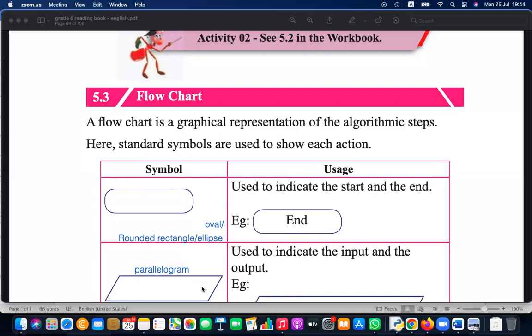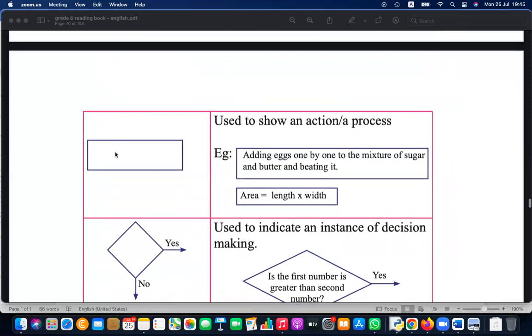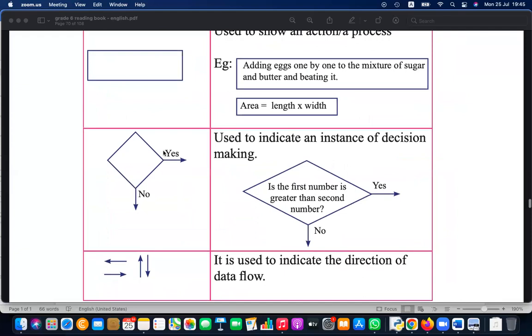Then tell me, what is the shape for decision? A diamond shape. Yes, diamond shape is for the decision, right? Diamond for decision. Then data flow. Arrows. Yes, data flow, arrows. So you can see these are the other shapes. Rectangle is for the process, and the decision symbol is a diamond like this. Then you can see arrows, which show the data flow.